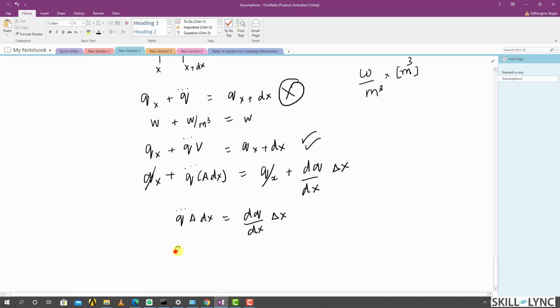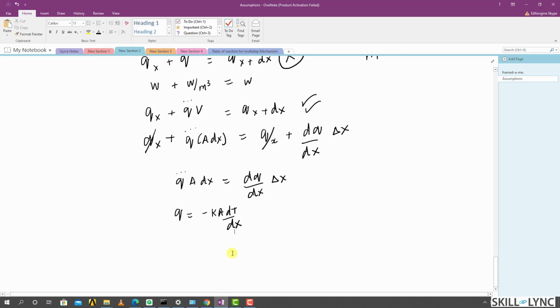Now we are going to apply Fourier's law here. Q is nothing but minus kA times dT by dx. If we take this equation and substitute it here, we would get d by dx of minus kA dT by dx into delta x is equal to Q triple dot A times delta x. So this right here should be delta x or dx, depending on how you want to call it.